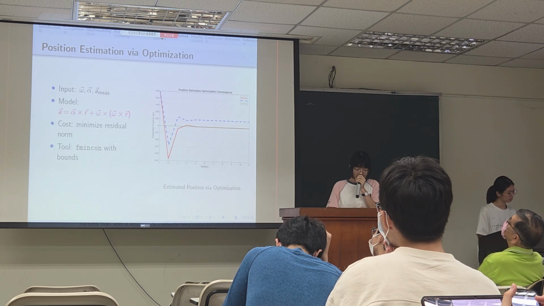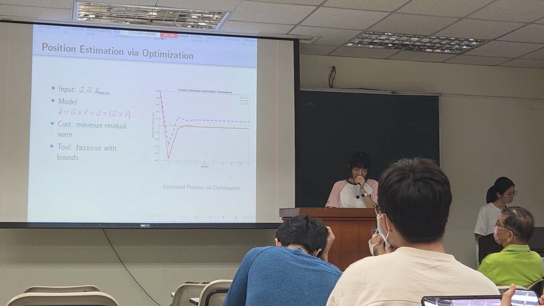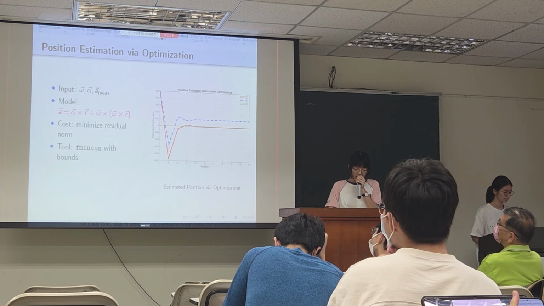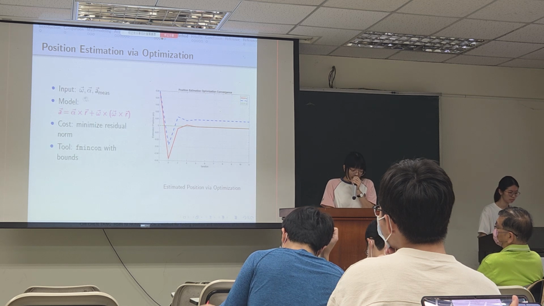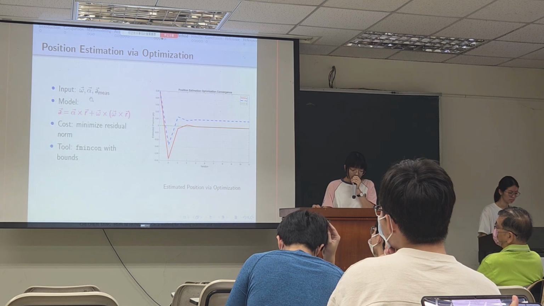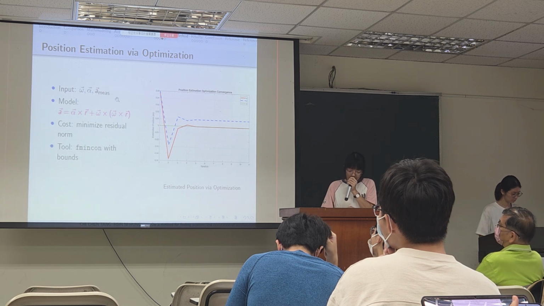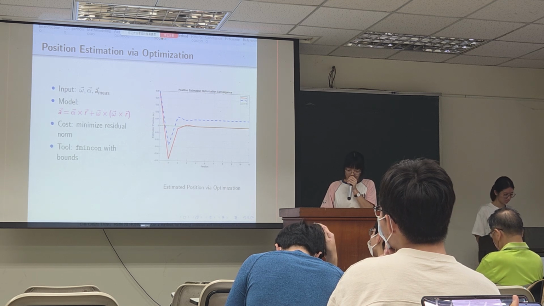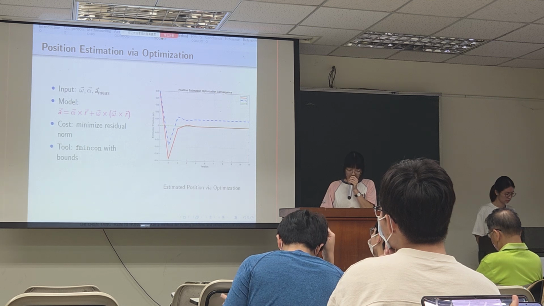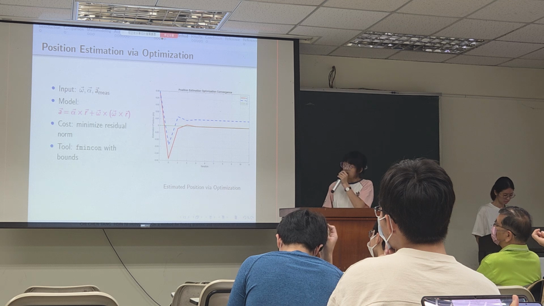To estimate position, we use the rigid body acceleration model, where omega is angular velocity, alpha is angular acceleration, and r is the unknown sensor position. We minimize the difference between measured and modeled acceleration using MATLAB's solver with bound constraints. The figure shows the estimated position after convergence.